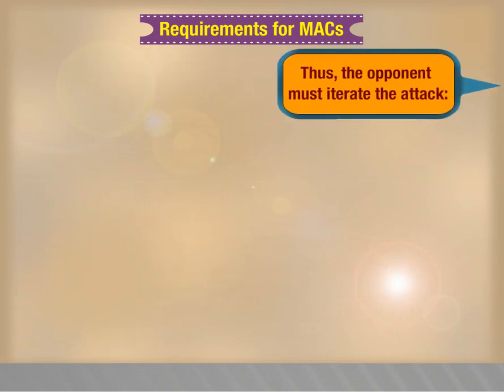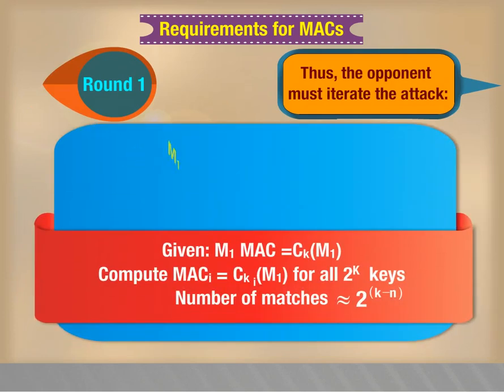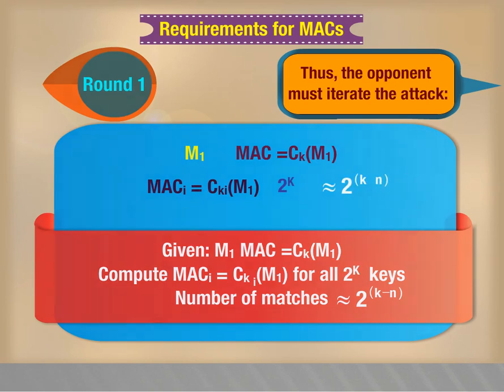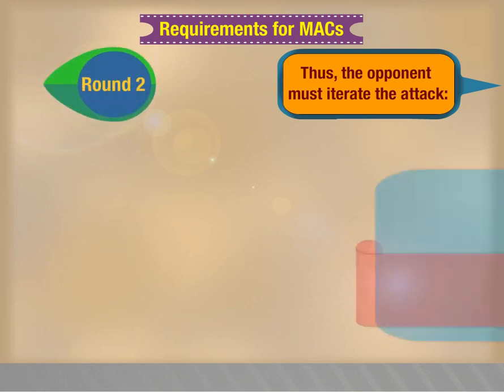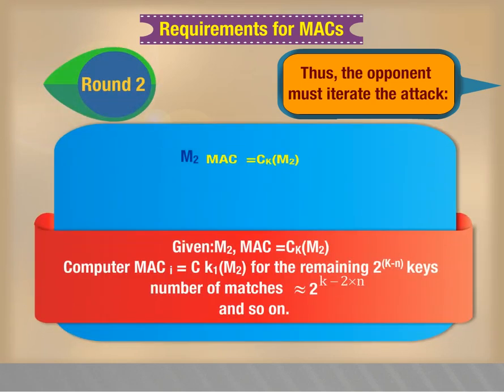Thus, the opponent must iterate the attack. Round 1: given M1 and MAC1 equal to C_K(M1), compute MAC_i equal to C_Ki(M1) for all 2^k keys. The number of matches is 2^(k-n). Round 2: given M2 and MAC2 equal to C_K(M2), compute MAC_i equal to C_Ki(M2) for the remaining 2^(k-n) keys. The number of matches is 2^(k-2n), and so on.